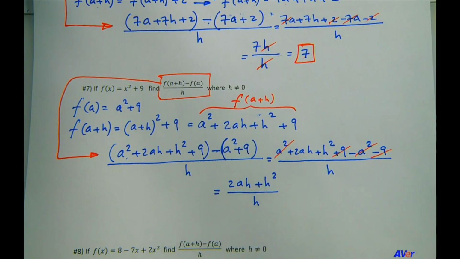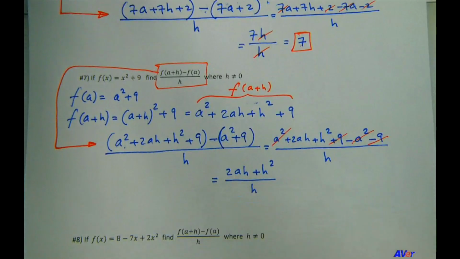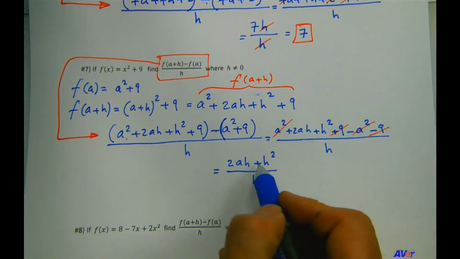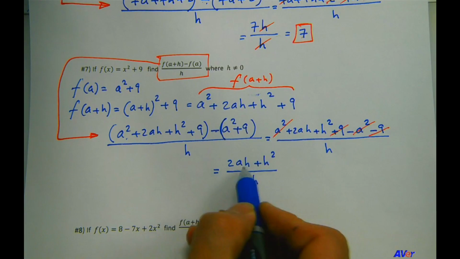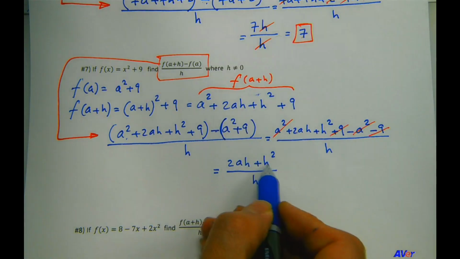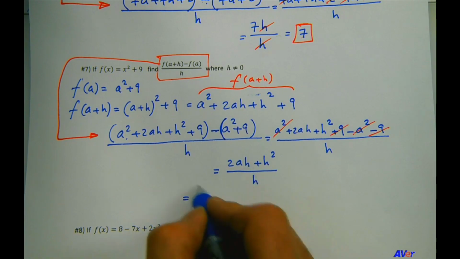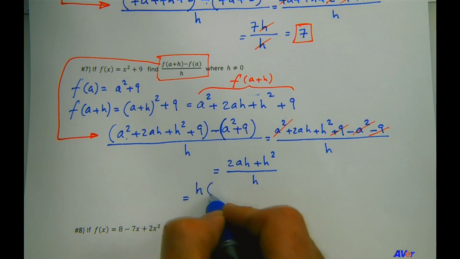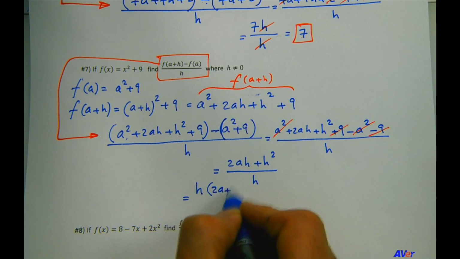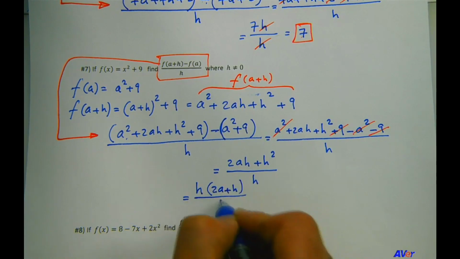Is this the final solution? No, because we can simplify it, right? What can we do to simplify this? We can factor the numerator. We can factor H from the numerator, right? So let's do that. So H times 2A plus H divided by H.